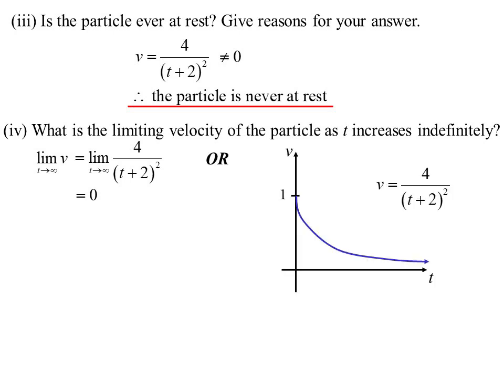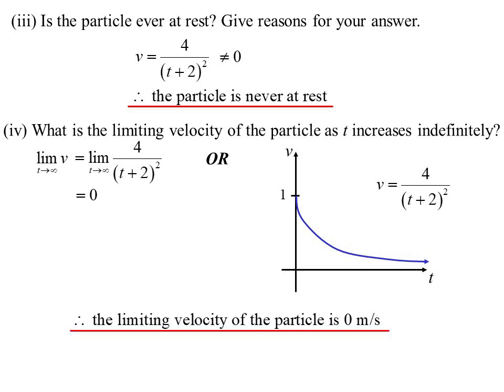Of course, another way is I could actually think of the graph. Now that I have the equation for velocity, that is a hyperbolic shape, and I know that approaches the axis as time goes towards infinity. So I could just draw myself a little sketch and go, oh yeah, there you go. Whichever way I do it, there's my limiting velocity. So it doesn't ever stop. It's going to get very, very slow. It's approaching 0, but it never actually stops.